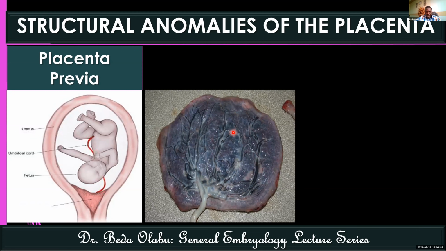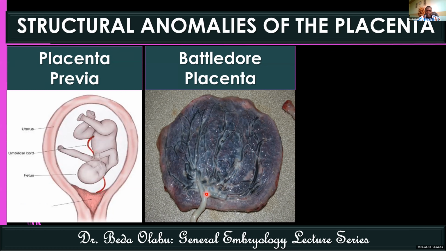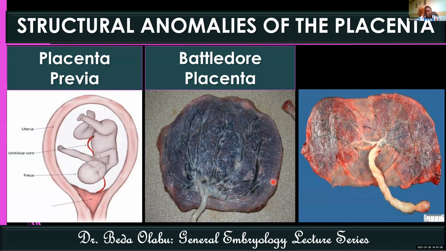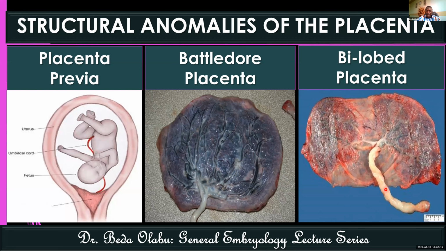Then we have this type of placenta where the umbilical cord is not attached to the center of the placenta, but is attached to the edge of the placenta. We call it battledore placenta. Yet another one, in this third image, we see a placenta with two lobes. So we see this lobe here, and we see that other lobe here. They are both served by this umbilical cord. We call this the bilobed placenta. You may call it bipartite placenta to mean placenta with two parts.